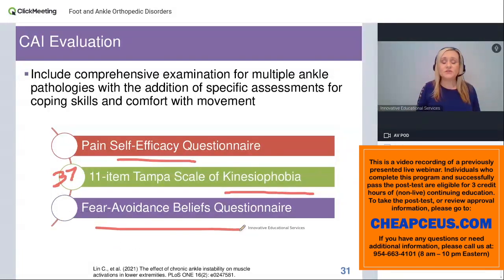And the fear avoidance questionnaire is another one that's utilized for other regions of the body that has been identified as beneficial for individuals with this chronic ankle instability, looking at their beliefs related to work, recreation, functional tasks, and it has been determined to be suitable for individuals with chronic ankle instability.